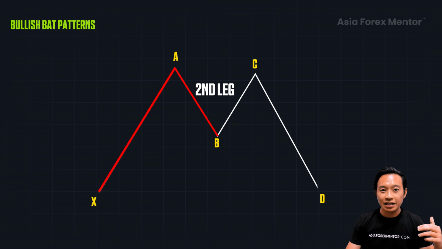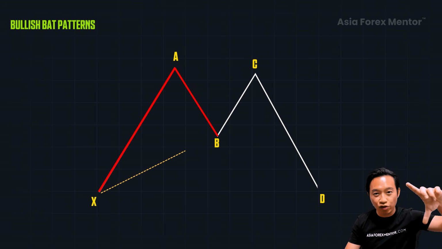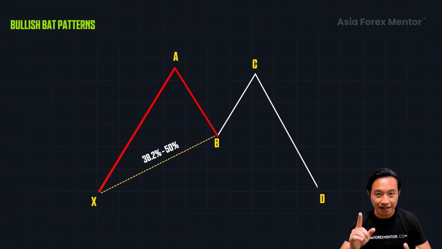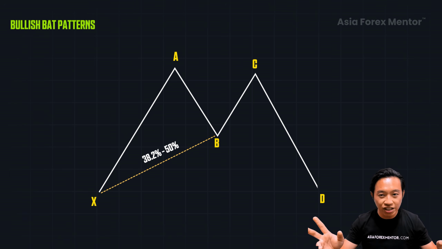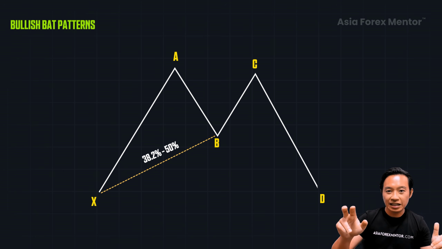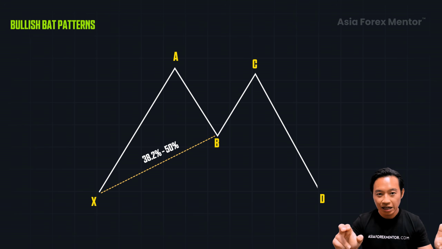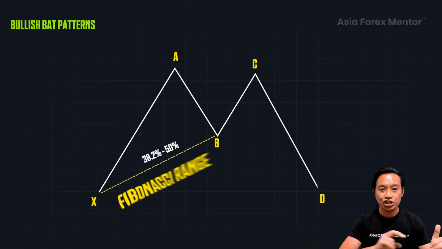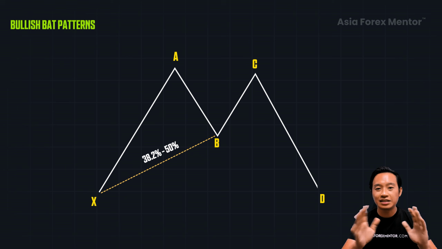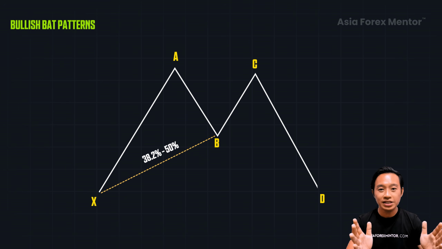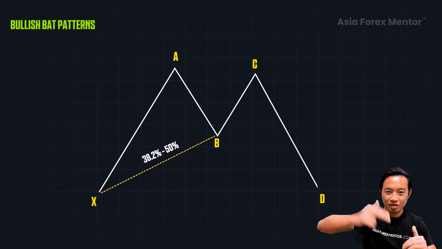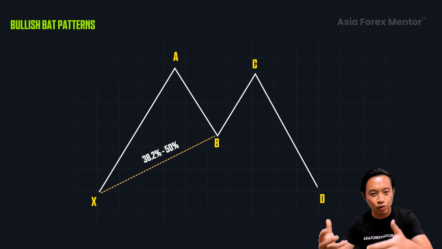In the bullish bat pattern, the AB to XA ratio must be between 38.2% and 50%. Anything outside this range is going to invalidate the pattern. To visualize this, a dashed line can connect X to B. This marks the acceptable Fibonacci range itself. Unlike other patterns, we ignore the time distance between the points and solely focus on the vertical price ratio. This is a key concept that will become clearer as we go along in this video.